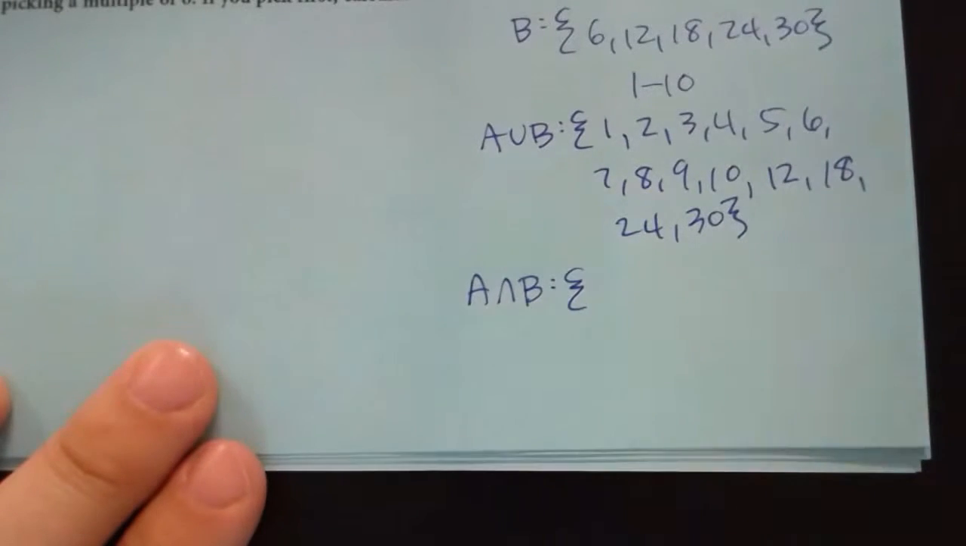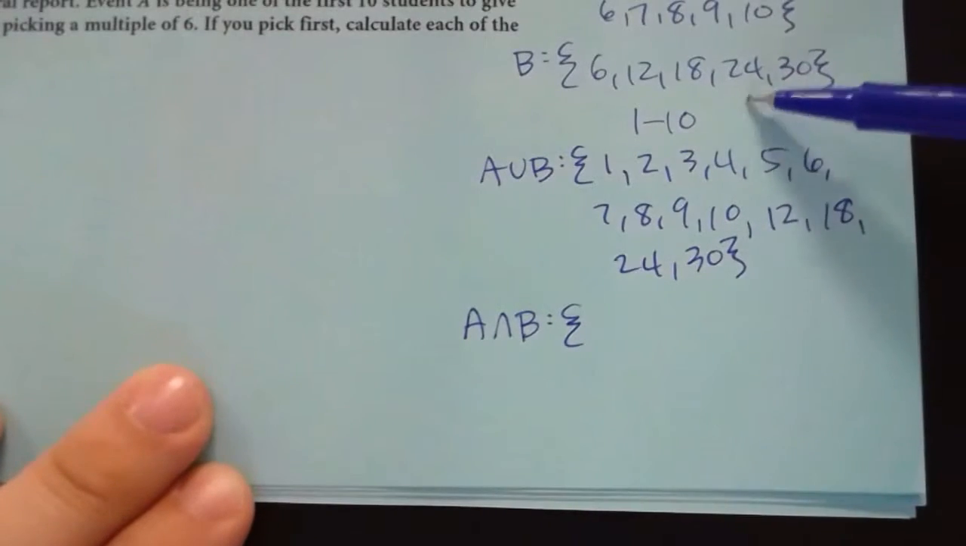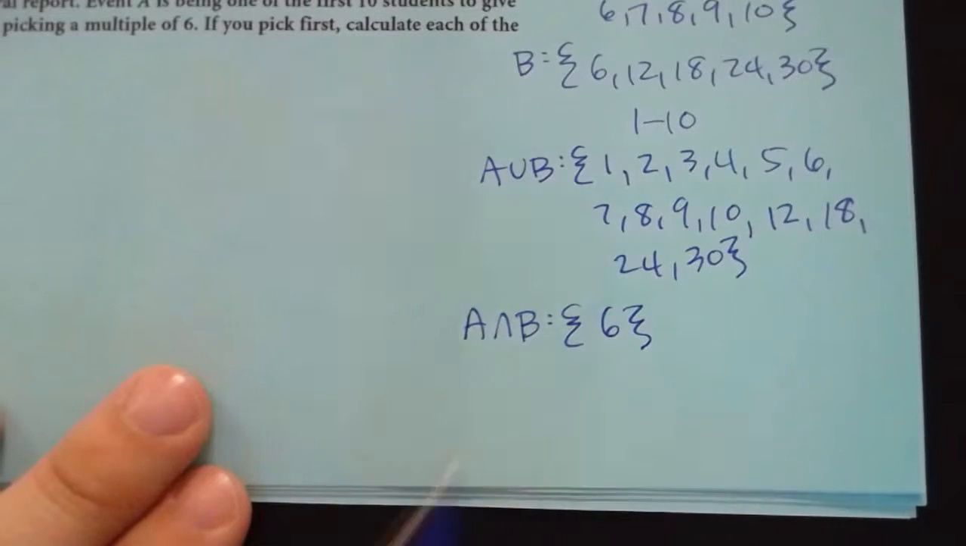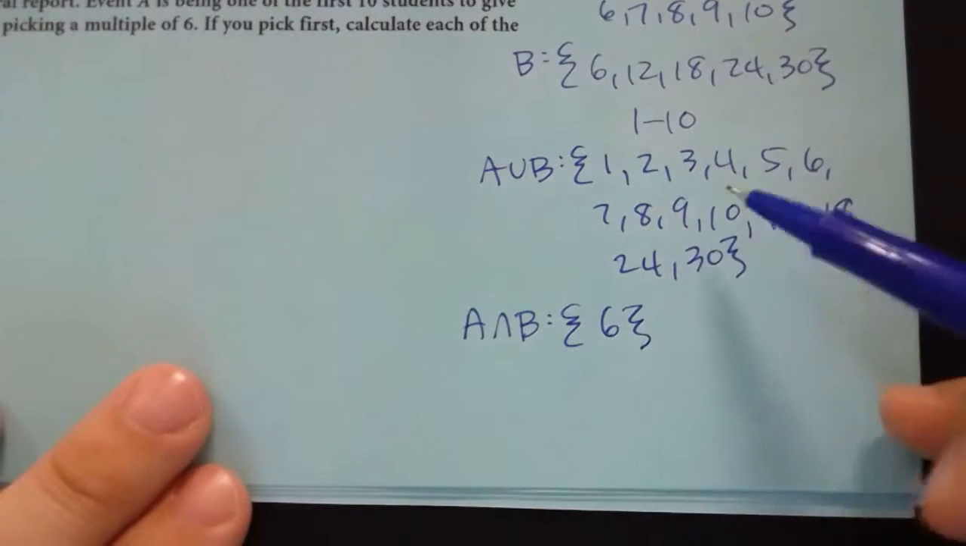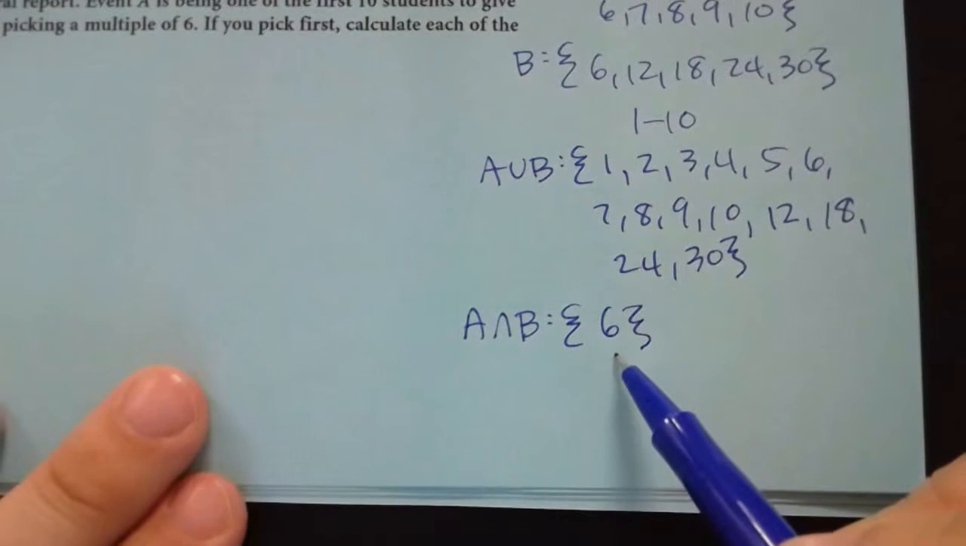This one, if I threw everything in the box, what's going to be the duplicates? What's the duplicate between B and A? 6. Just 6. So the union is throwing everything into a box. We don't care about duplicates. We list it once. It's all in there. The intersection is what are the duplicates.